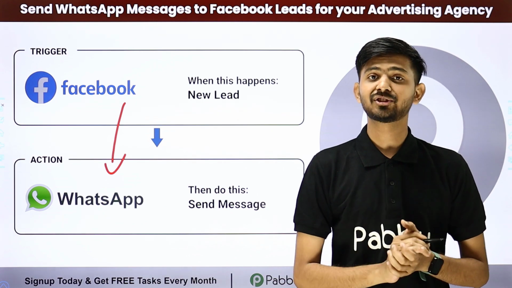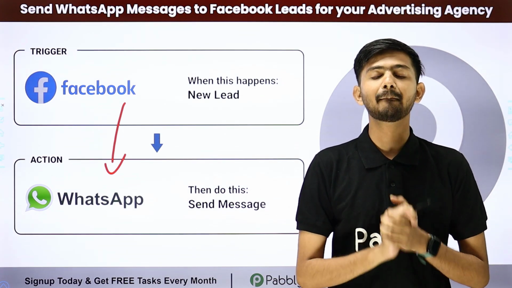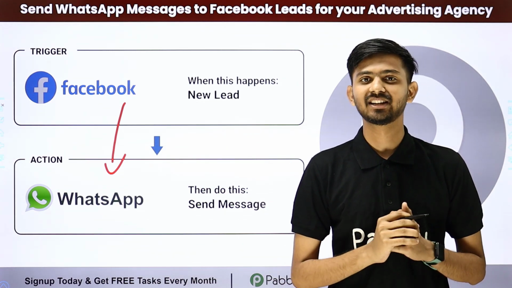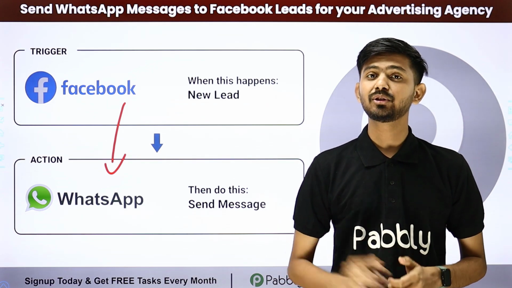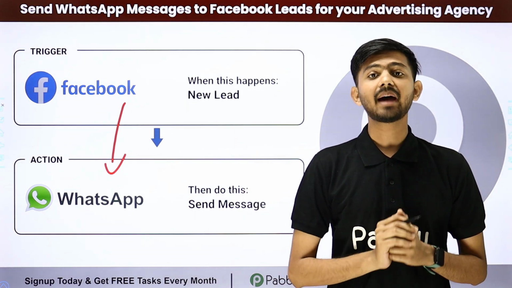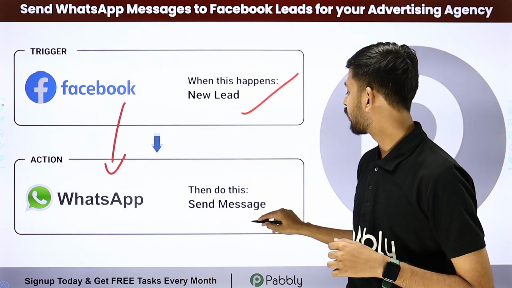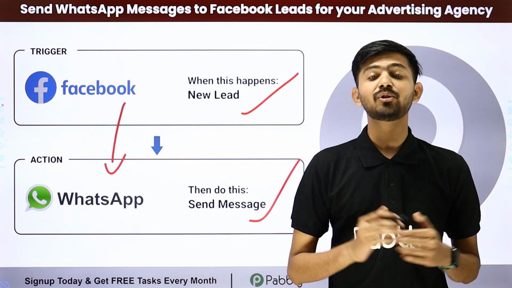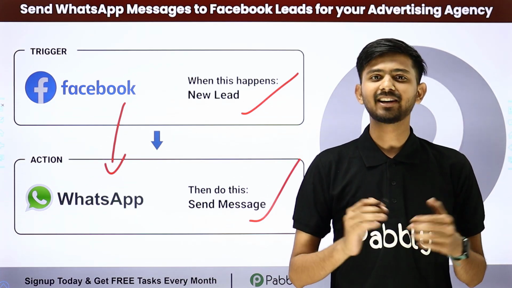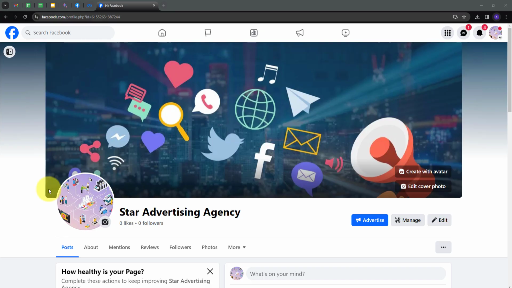So for creating this connection, I'm going to use Pabbly Connect, which is an amazing software for automation and integration. In Pabbly Connect, I'm going to use Trigger and Action. In Trigger application, I'm going to use Facebook lead ads. In Action application, I'm going to use WhatsApp Cloud API. So how am I going to build this connection? For that, let me take you to my computer screen. I hope you can all see my computer screen.